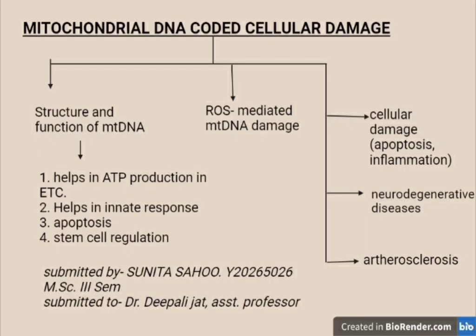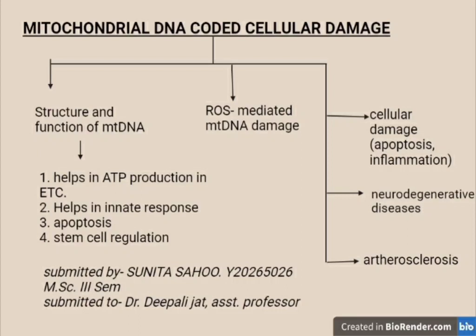Mitochondrial DNA contains 37 genes, all of which are essential for normal mitochondrial functions. Out of these 37 genes, 13 provide instructions for making enzymes involved in oxidative phosphorylation or the electron transport chain. These 13 genes encode 7 subunits of complex 1 of the electron transport chain, known as NADH dehydrogenase, 1 subunit of complex 3, that is cytochrome bc1, 3 subunits of complex 4, that is cytochrome oxidase, and 2 subunits of complex 5, that is ATP synthase.